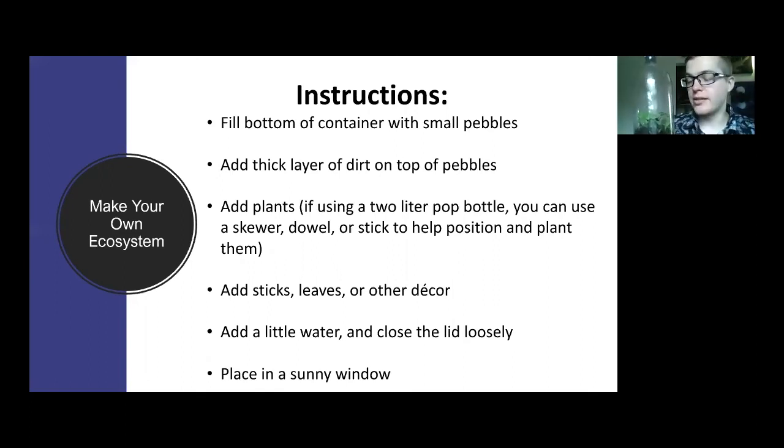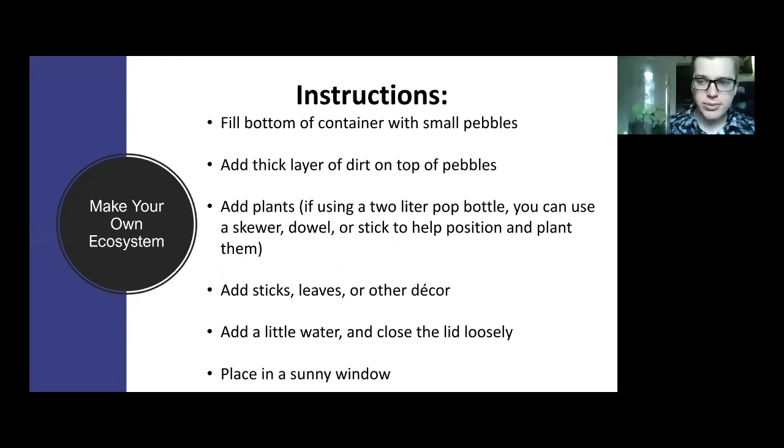Once the plant is in your bottle, you're going to be able to position it and plant it in the dirt. It can be a little bit tricky if you're using a bottle like this, so I recommend using something like a skewer or a dowel, or maybe a knitting needle or a chopstick, or anything small and thin that you can put through the top of the bottle and then use it to position and plant your plant in the dirt. Make sure its roots are all nice and covered.